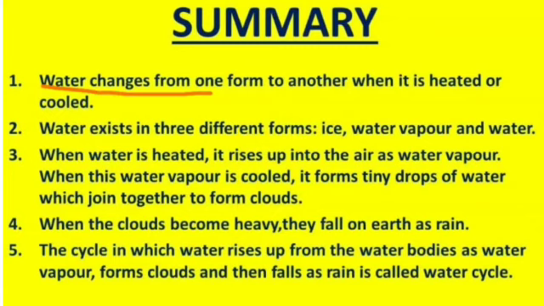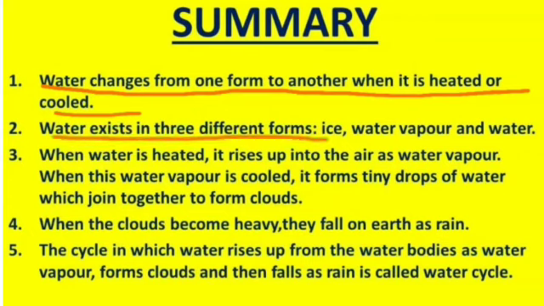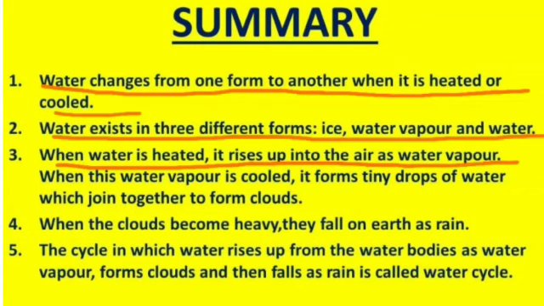Children, so the summary of the chapter is: water changes from one form to another when it is heated or cooled. Water exists in three different forms, that is ice, water vapor, and water. When water is heated, it rises up into the air as water vapor. When this water vapor is cooled, it forms tiny drops of water which join together to form clouds. When the clouds become heavy, they fall on the earth as rain.